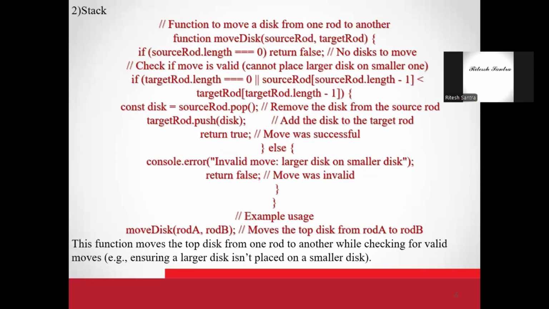Now for the stack part, this is the code. We have used the pop and push methods for this. So we pop a disk and push it to the other rod. This function moves the top disk from one rod to another while checking where it moves, ensuring a larger disk isn't placed on a smaller disk. You can just have a glimpse of it.